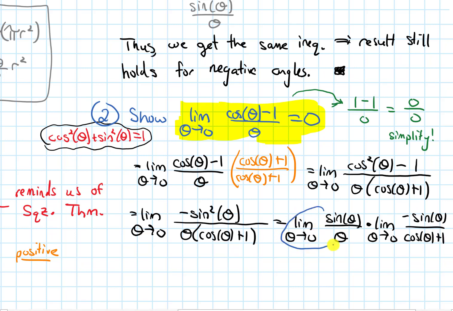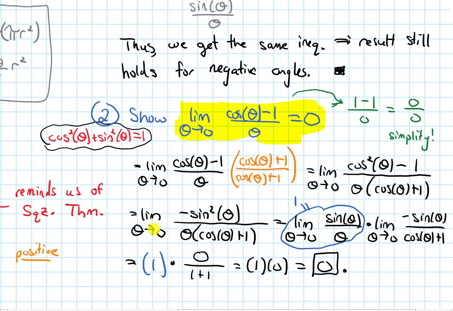Okay, because this first limit is our first special limit we did, we know this equals 1. Okay, so we're in business now. We have 1 times that second limit, and with that one, let's just try plugging in. If we do that, we get negative sine of 0 on the top, which is 0. And on the bottom, I'll get cosine of 0 plus 1. That's 1 plus 1. So this is 1 times 0, which is 0. And we've shown it.